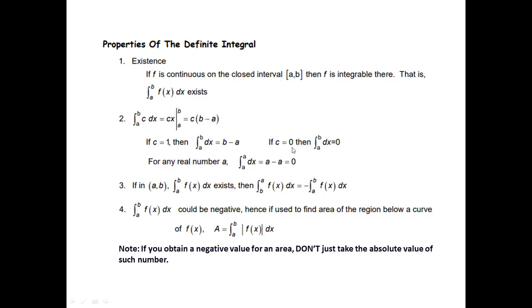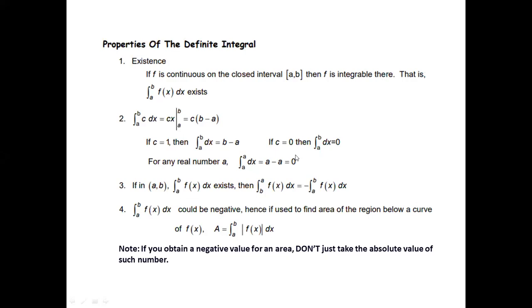If c is equal to 0, class, if the constant is 0, the integral of a constant that is 0 is always 0. What does this mean? No matter what your limit here is, as long as the constant that you're integrating is 0, automatically, the answer of that integral is 0.